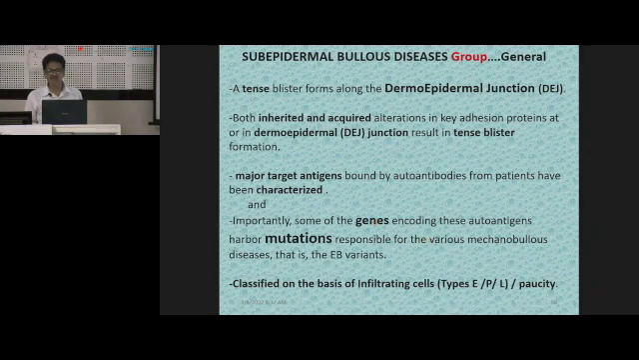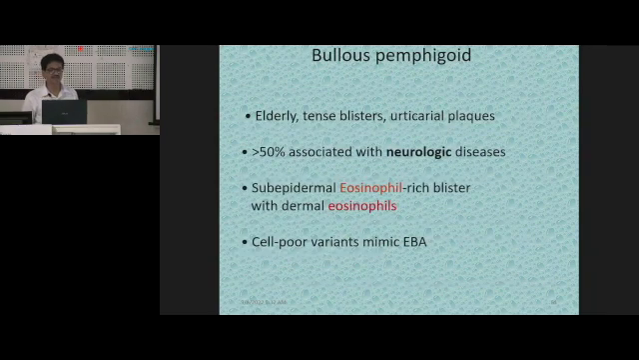Okay, we'll skip this because of lack of time. We'll go to the important condition, the prototypical illness of the subepidermal lesions, that is bullous pemphigoid. This occurs in the elderly, in the 7th and 8th decade. So the age group is different from pemphigus vulgaris. Tense blisters are produced and urticarial plaques are produced.